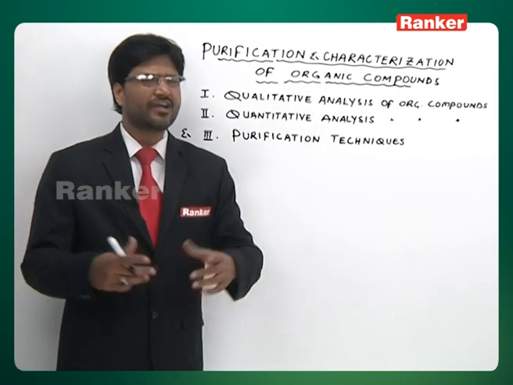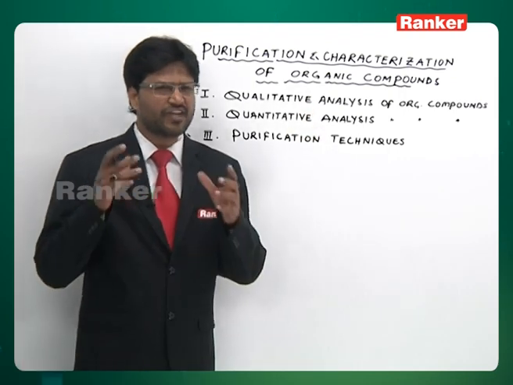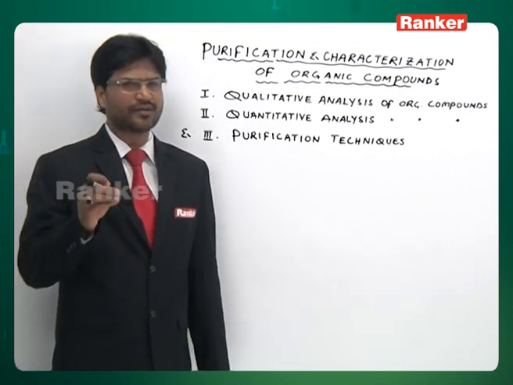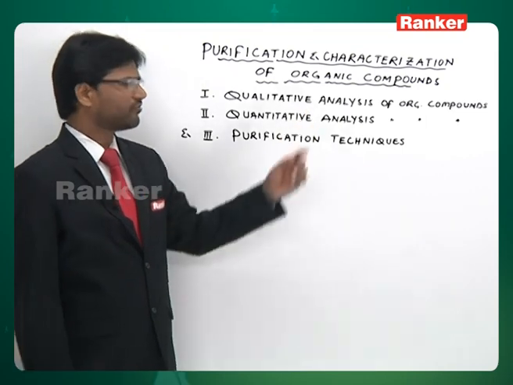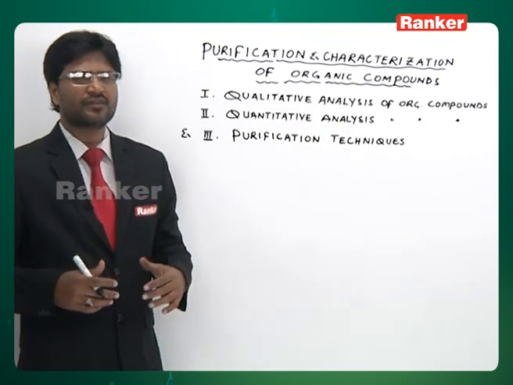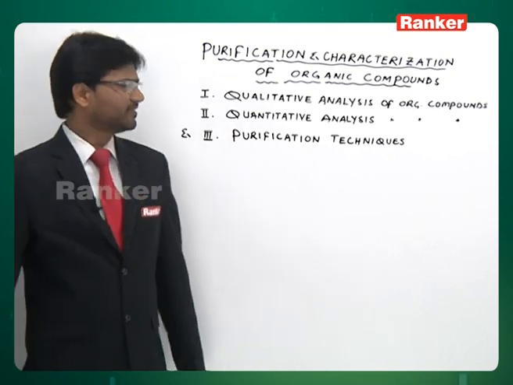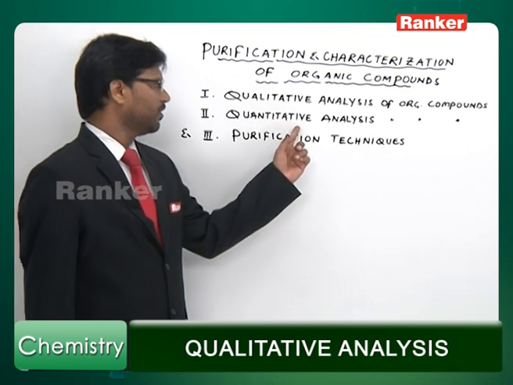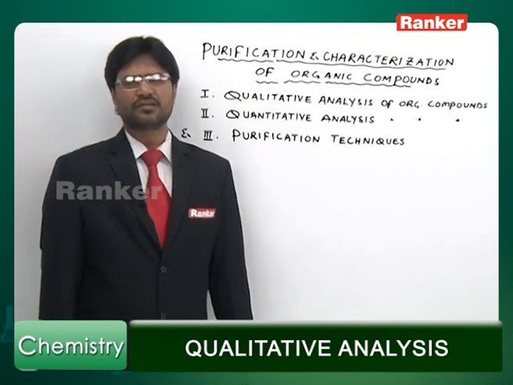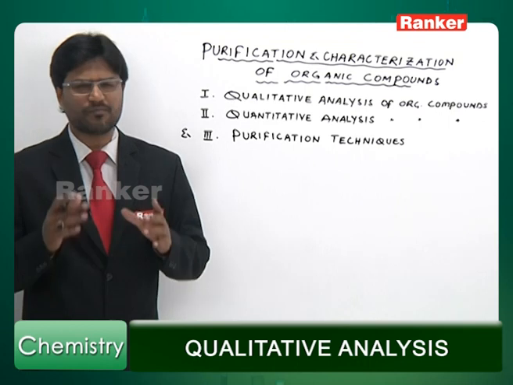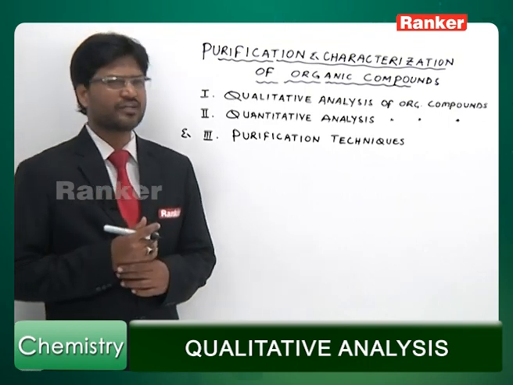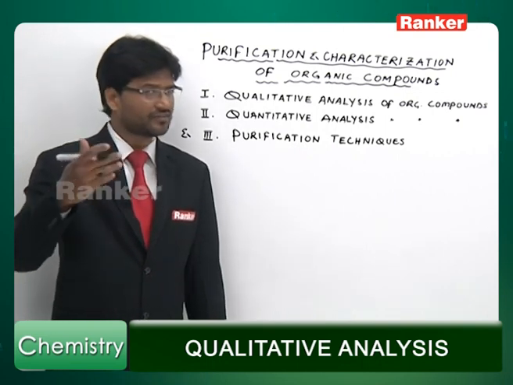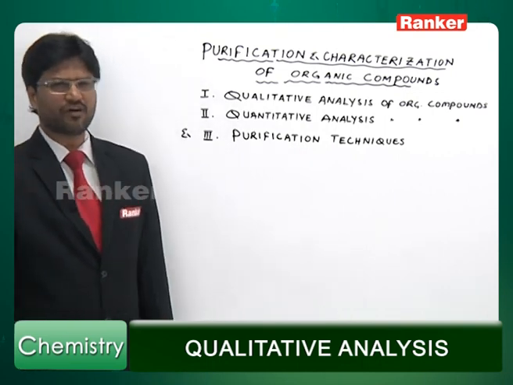This basically deals with elemental analysis, identifying the various elements present in the organic compound. Two elements are quite obvious, carbon and hydrogen. Apart from that, we'll be trying to learn about other elements which are present in the organic compound and how to identify those elements. Under quantitative analysis, we'll be talking about how to determine the percentage composition of each element present in the organic compound. You can find out percentage composition of elements, and from that you can arrive at the empirical formula of the organic compound.